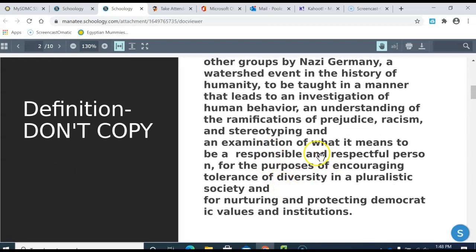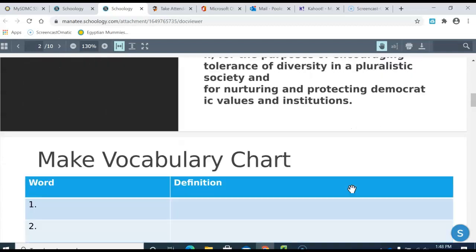And the reason that we study it, that's what this part is about, is because we want to remember the things that happened in the past, even though they are not pleasant, because it helps us to be responsible and respectful people who are tolerant, in other words, kind to each other, and nice to everyone, and treat people equally and fairly. So that's what this is saying.